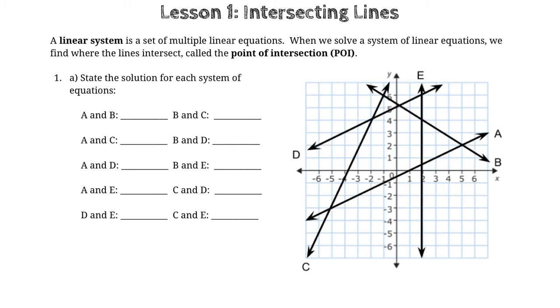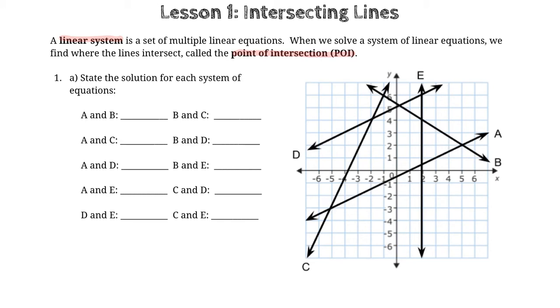In this lesson, we'll be looking at intersecting lines. But first, let's learn what a linear system is. A linear system, or you might also see it as a system of linear equations, is a set of multiple linear equations. So what that means is that when you're dealing with more than one equation at the same time, that would be a linear system. And to solve a system of linear equations, you would need to find where the lines intersect. So this would be called the point of intersection.